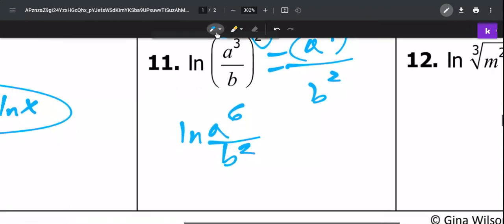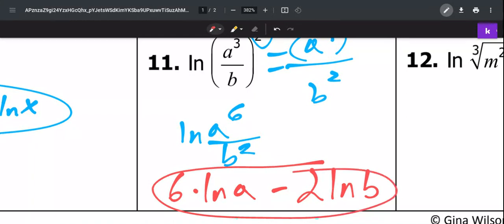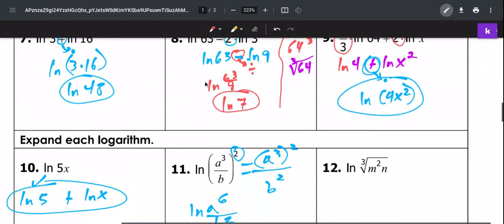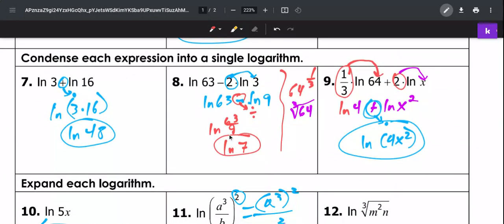All right. So then if we want to break this apart, it would look like this. The 6 would go to the front. 6 times natural log of a minus, since we're dividing, 2 would go to the front, natural log b. All right. So the bigger issue is going to be the condensing. The expanding, not a super big deal, but the condensing is a big deal.